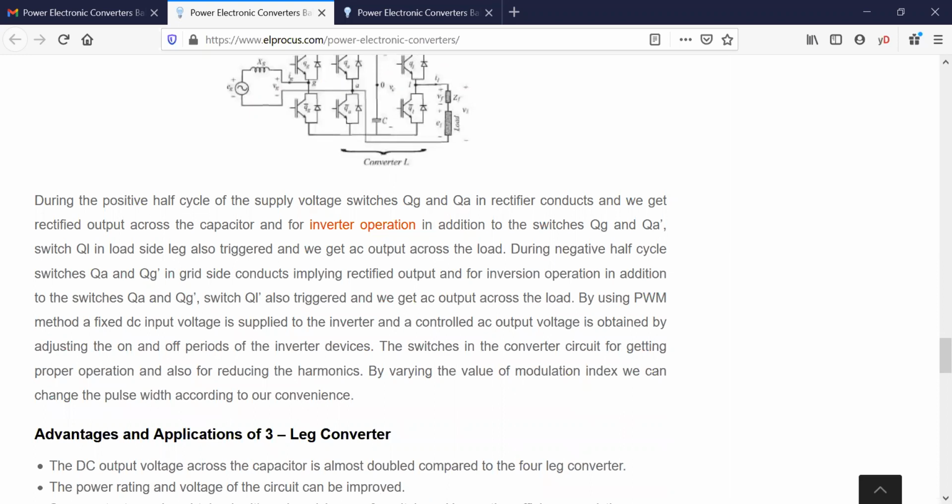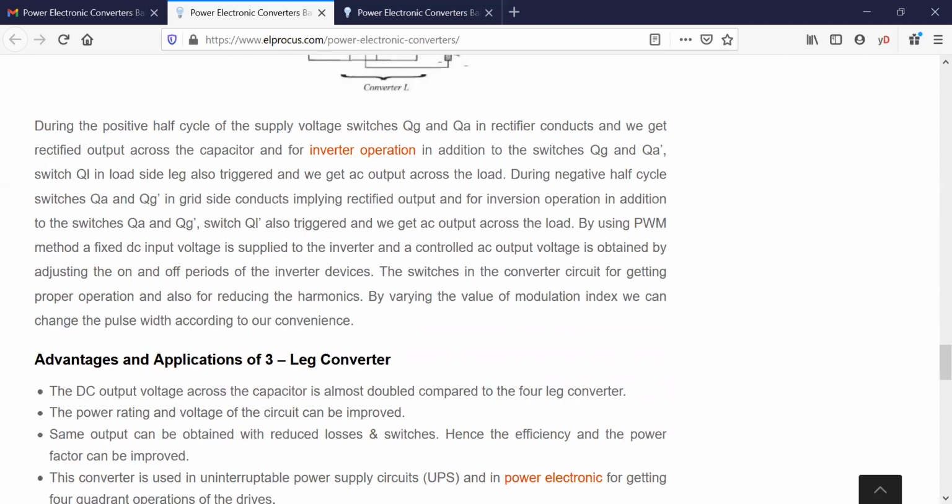By using pulse width modulation, the DC input voltage is supplied to the inverter and the controlled AC output is obtained by adjusting the on and off periods of the inverter devices. For proper operation of the switches in the converter circuit, and for reducing the harmonics and fluctuations, we vary the value of the modulation index, or we can change the pulse width according to our convenience.